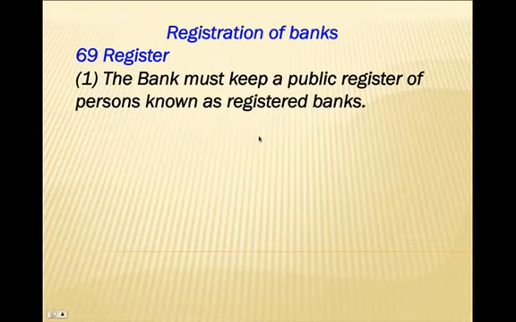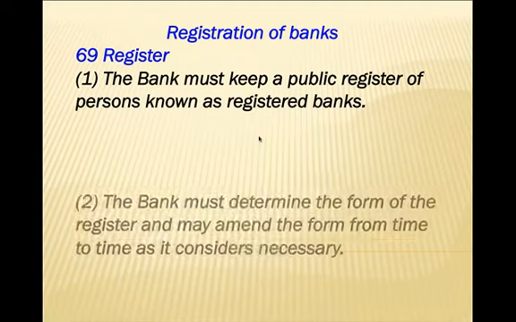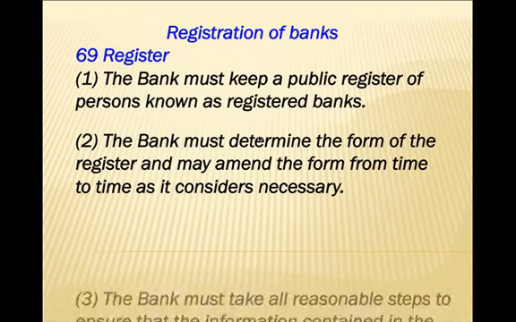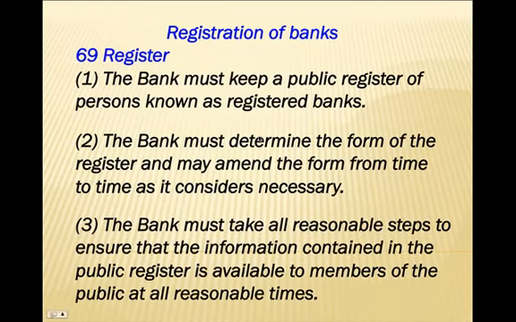So let's now go to section 69 of the Reserve Bank Act. The bank must keep a public register of persons known as registered banks. The bank must determine the form of the register and may amend the form from time to time as it considers necessary. The bank must take all reasonable steps to ensure that the information contained in the public register is available to members of the public at all reasonable times.